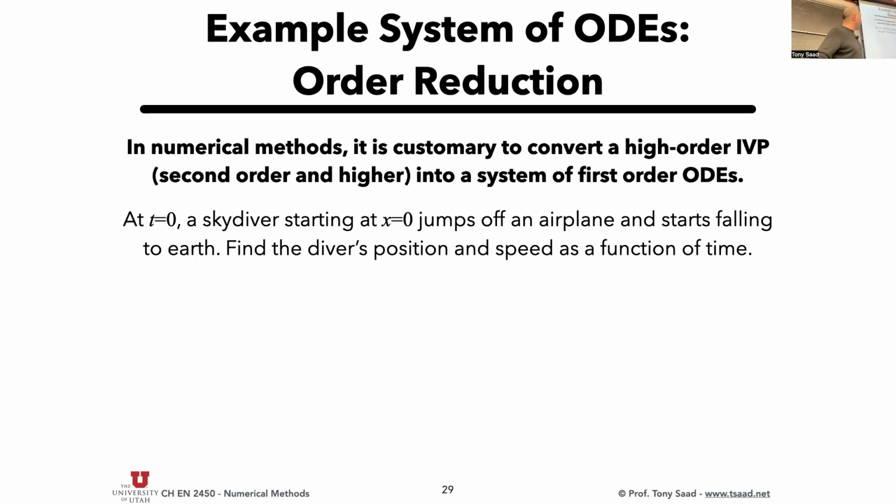Okay. So here's an example. Take that skydiver example. We worked the skydiver example early on when doing nonlinear solvers, I think. I'm not sure if we did that actually. Maybe that was last year. Anyway, a skydiver jumps from an airplane at t equals 0 and x equals 0. That's the initial distance from the plane, where we're measuring distance from the plane, and starts falling to earth. Find the diver's position and speed as a function of time.